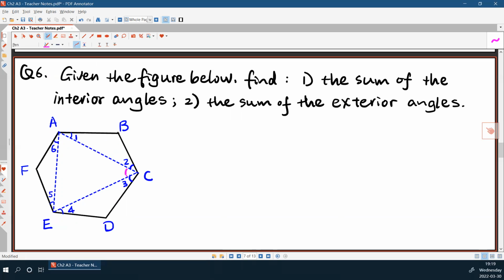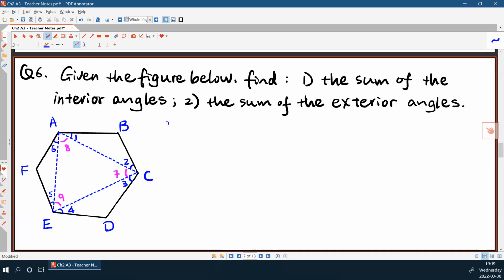So let's call this angle here angle 7. And this angle here is angle 8. And this angle here is angle 9, right? So question 1 is about the sum of the interior angles. So basically we need to find the sum of angle 1, 2, 3, 4, 5, 6, 7, 8, 9, right?